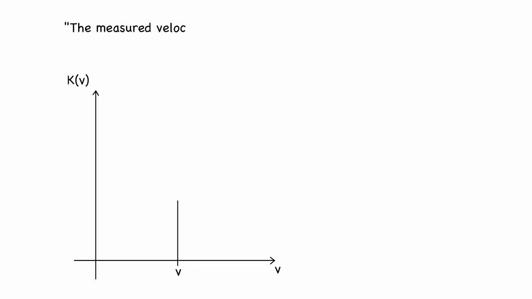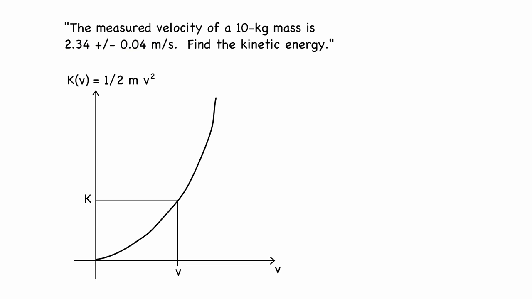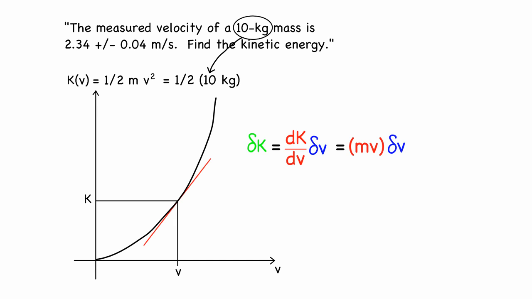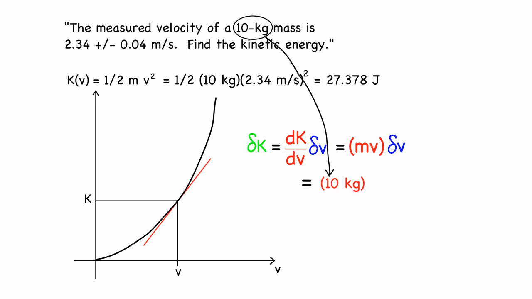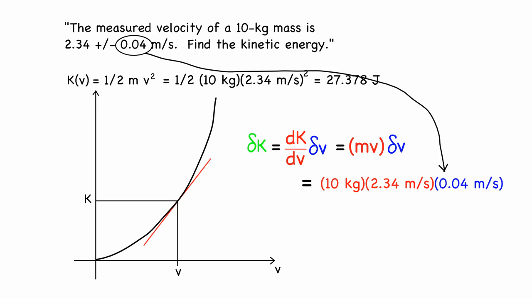Suppose you've measured a velocity, v, and you want to calculate the kinetic energy, k, which is 1/2 mv squared. Suppose that m was an exact number. There's an uncertainty on v, delta v. The uncertainty on k is the derivative of k with respect to v times the uncertainty on v. Now plug in all your numbers to compute not only k, but also the uncertainty on k.